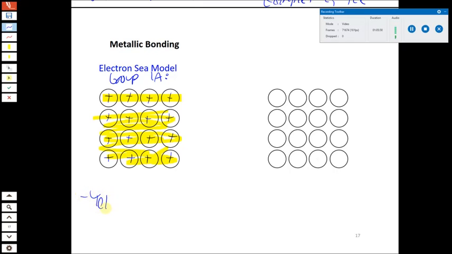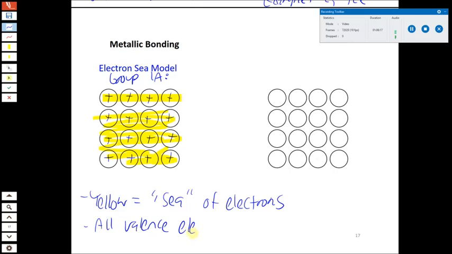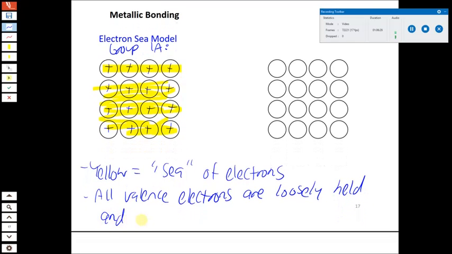This yellow that I'm drawing is what we refer to as a sea of electrons, which is the valence electrons that are loosely held and have really high mobility, they're able to move around the structure. And so in metals, all valence electrons are loosely held and delocalized. All right, so that's what we mean by the sea of electron model.